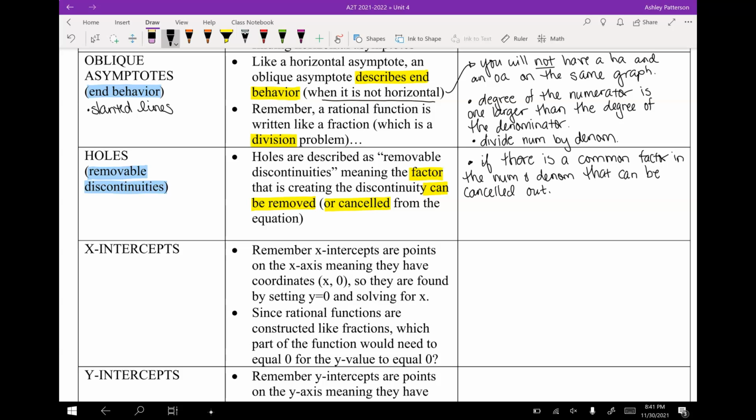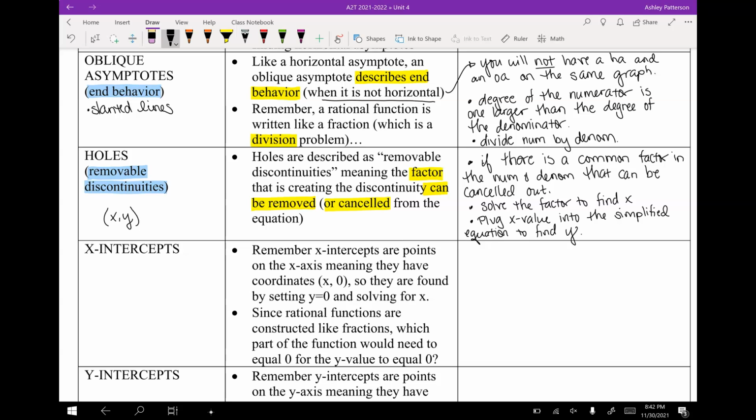in order to find a hole, we're going to need to find the x and the y coordinates. So if you cancel out a factor, you need to solve the factor to find x. So basically, we're looking for the root. And then you need to plug the x value into the simplified equation to find the corresponding y.